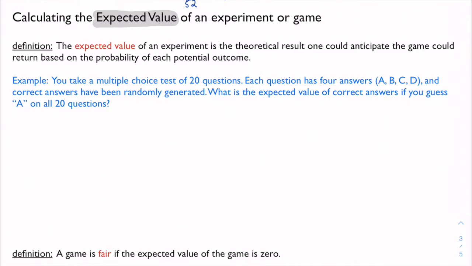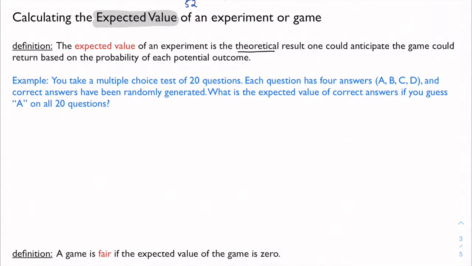So I define it more formally here to say that the expected value of some experiment that we conduct is the theoretical result one could anticipate the game could return based on the probability of each potential outcome, right? So the keyword is theoretical here. All of this is in theory. We're using it as a guide. Nothing about this is law, right?